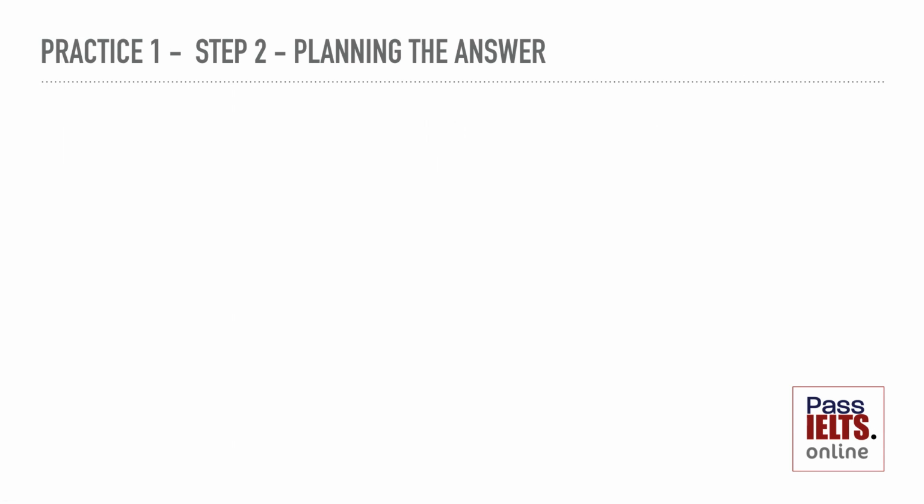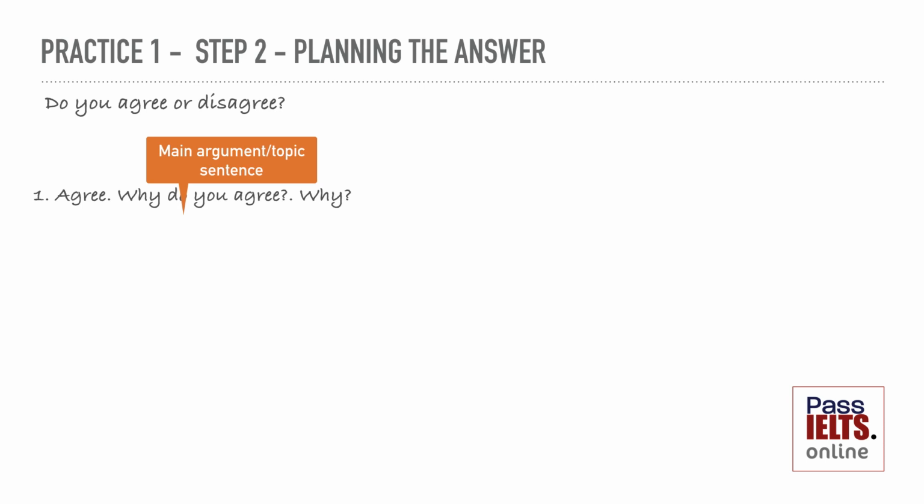Now we're going to have a look at a few examples of how you could plan your answer. First of all, you need to ask yourself, do you agree or disagree? Again, as in the first example we looked at, let's say that you agree. Then you need to say, why do you agree? And that will give you your main argument. And then why is that your main argument will give you your supporting argument.